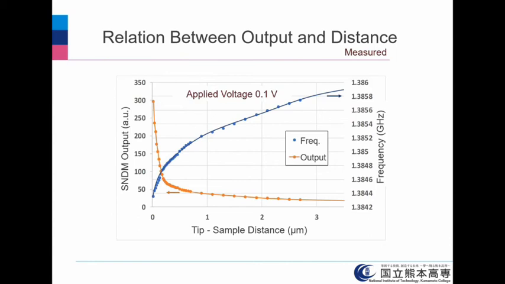This is a relation between output signal and distance. This is the oscillation frequency. As the distance changes, the frequency decreases. On the other hand, the output signal increases rapidly. The unit of the lateral axis is micrometers. So if we use the output signal, we can detect the very small displacement.